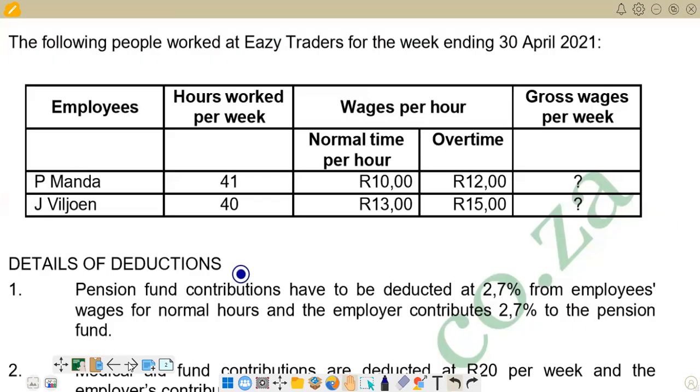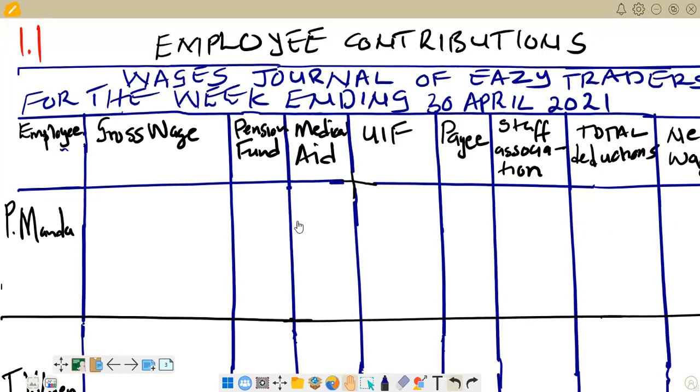So that we get the gross wage there. If you come here for P Manda, we are going to say 41, then we multiply by 10, which is the rate per hour. And then we add the 12 rand, which is the amount that we have for overtime. If you calculate that one, you are going to say 12 rand.